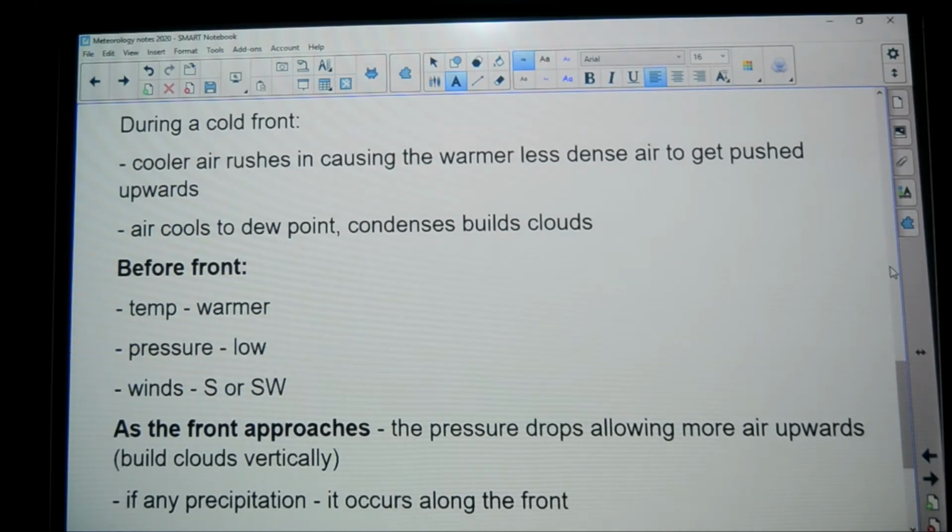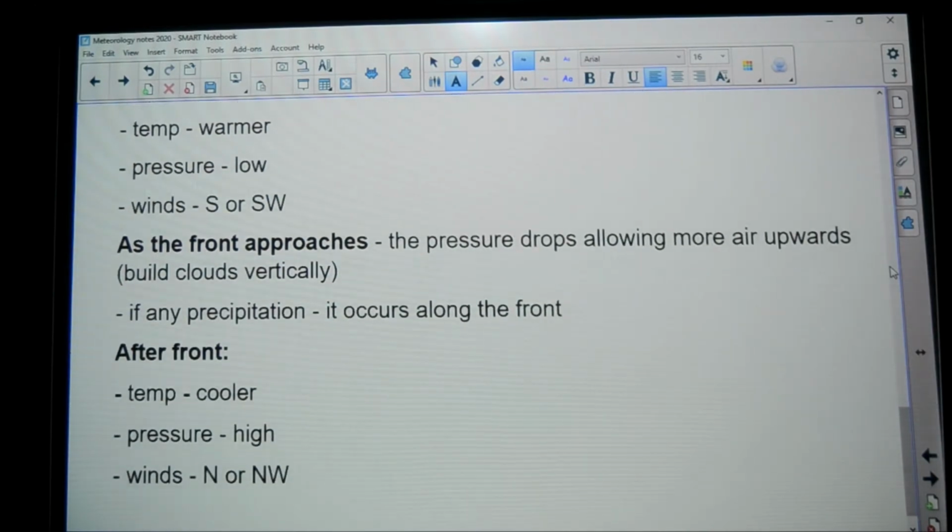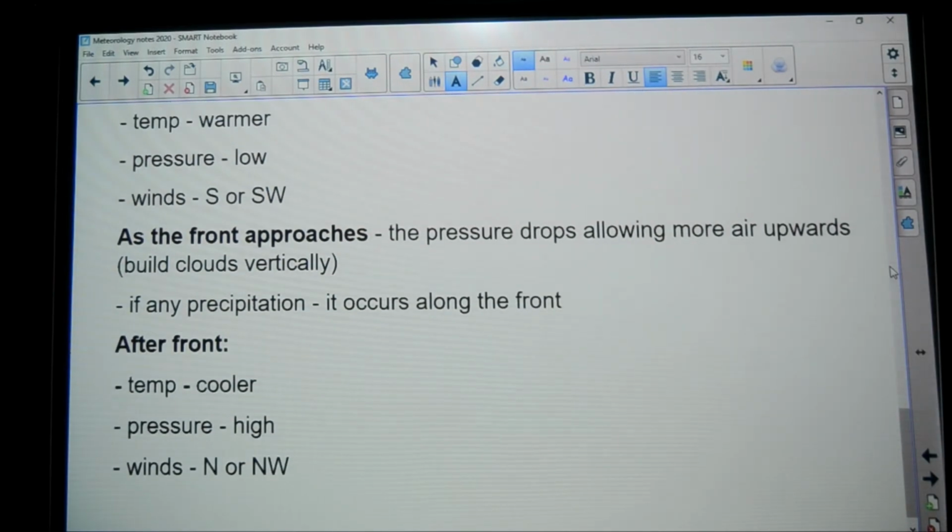All right, lower pressure also allows more and more clouds to build. So my temperatures before the front are warmer, my pressure is lower. Warmer temperatures for us are coming out of the south or southwest, mostly out of the southwest because we're in the prevailing southwesterlies. As the front approaches, my pressure is going to drop. As it drops, it allows more clouds to build.